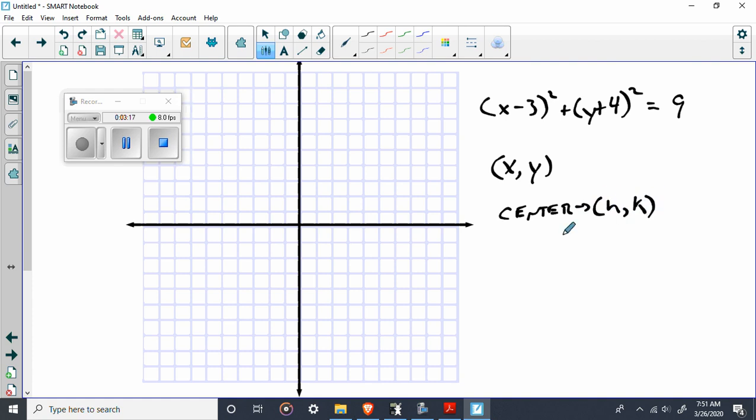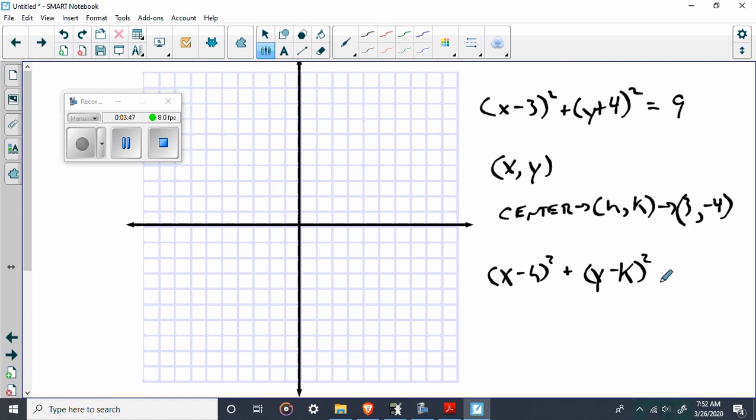But if we remember, our standard form was (x minus h) squared plus (y minus k) squared. And what that means is the same thing I was telling you: it's going to work in reverse. We have to flip the signs of anything that's in there. So here, this negative 3 is going to become 3, and that positive 4 is going to become negative 4. Those are the coordinates of your center. You just have to remember to flip these signs, okay?